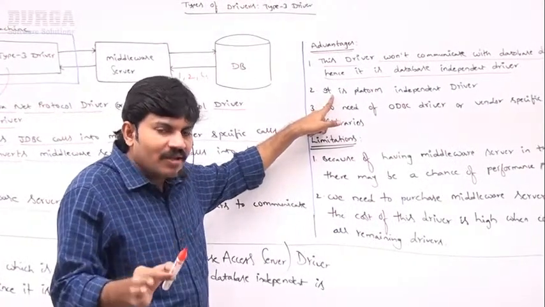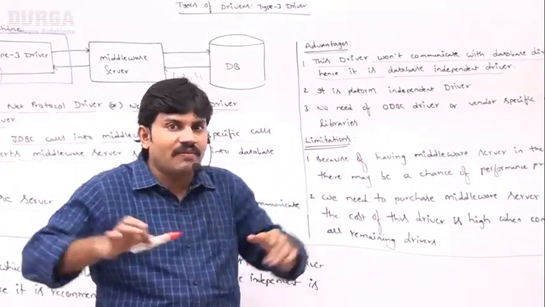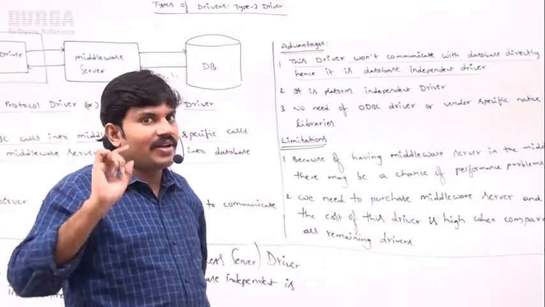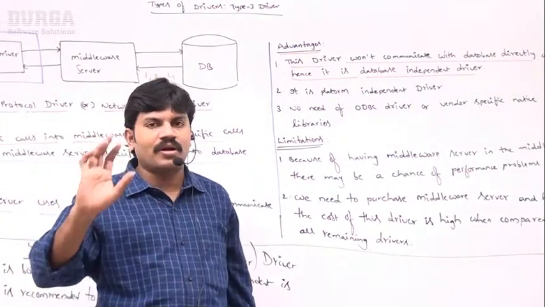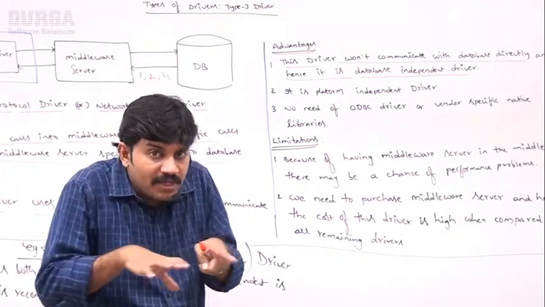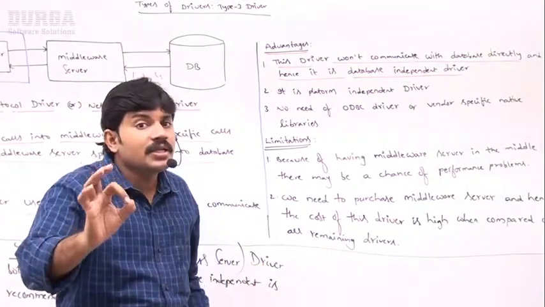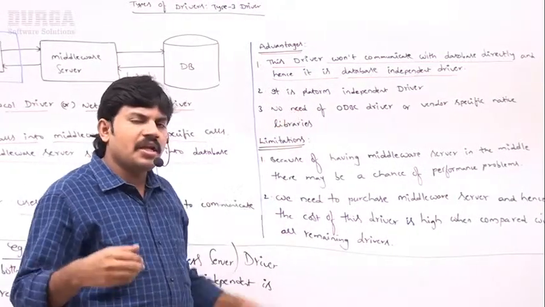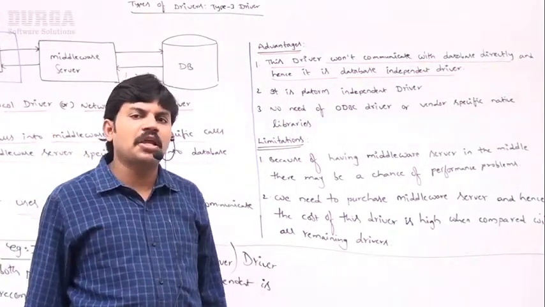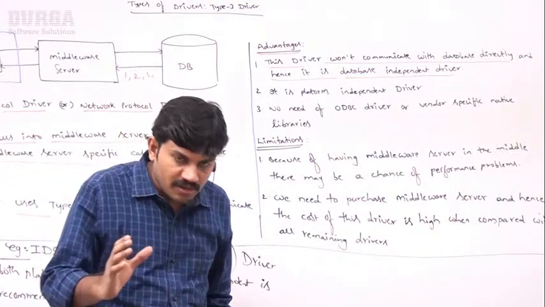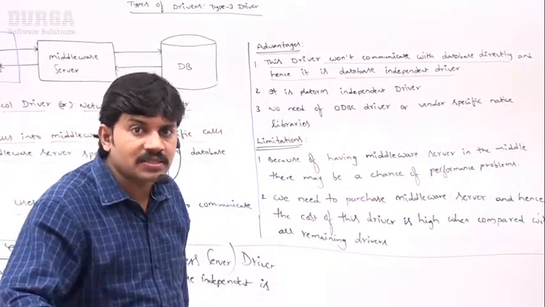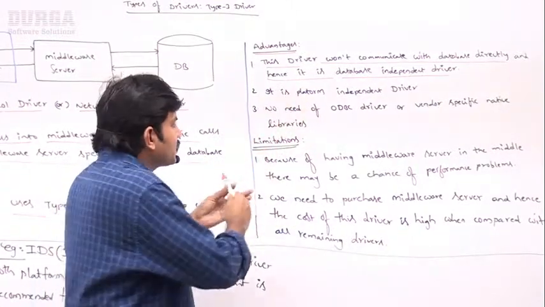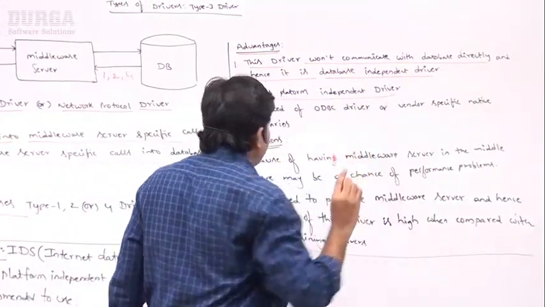Next, the second one. This driver is developed completely in Java, fully in Java. That's why I can use the words all Java driver, all Java net protocol driver. All Java means completely in Java. That's why it is a platform independent driver. You can use any platform, no problem at all. The same driver can be used on the Windows platform, Linux platform or Sun Solaris, any platform. So it is a platform independent driver.